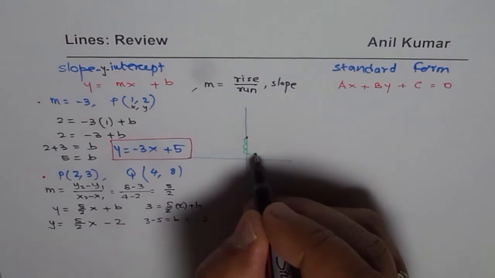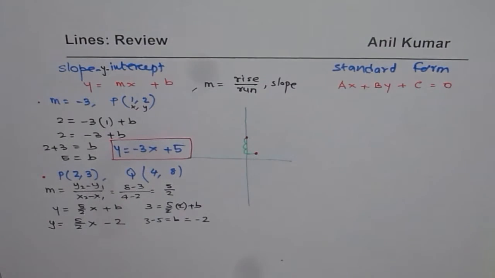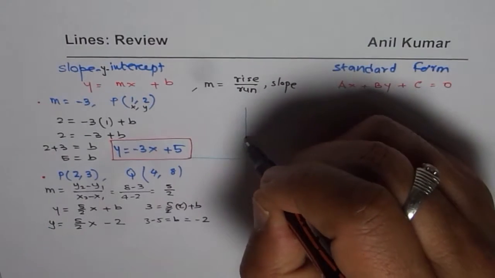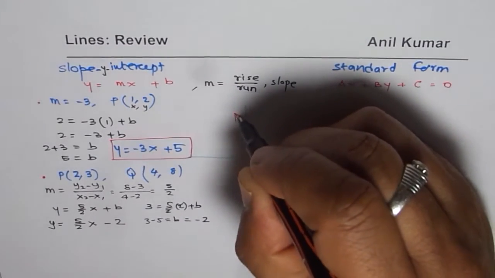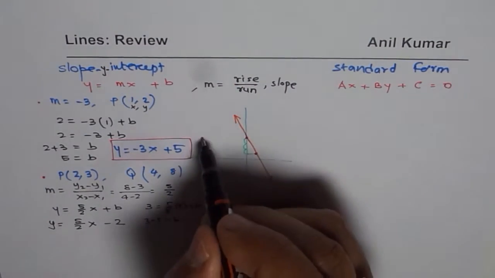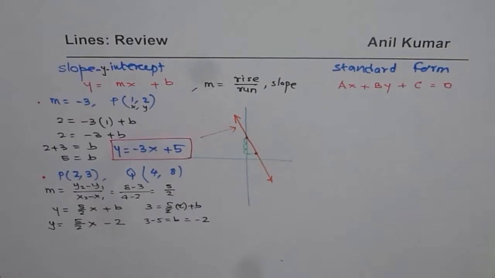So we know 2 points. Whenever you know 2 points, joining them with a straight line gives you the line, right? So you can join these 2 points and sketch your line. So that's the whole idea. So this is the line, y equals minus 3x plus 5.